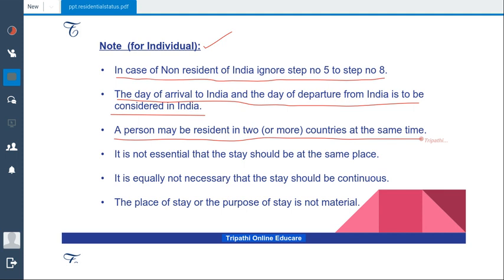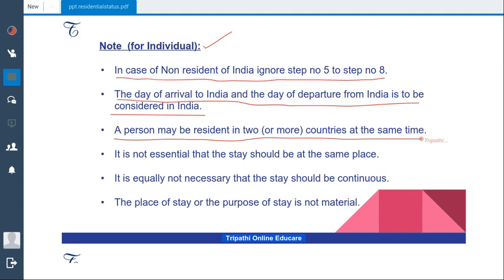So 60 days in India, and suppose in any other country the condition is, let's say, for 45 days, so you can be resident of India as well as resident of that particular country, because you can fulfill both the conditions. Here you can stay in India for 60 days, and there you can go and stay for 45 days. So you can be resident of 2 or more countries, but you cannot be a citizen of 2 different countries.